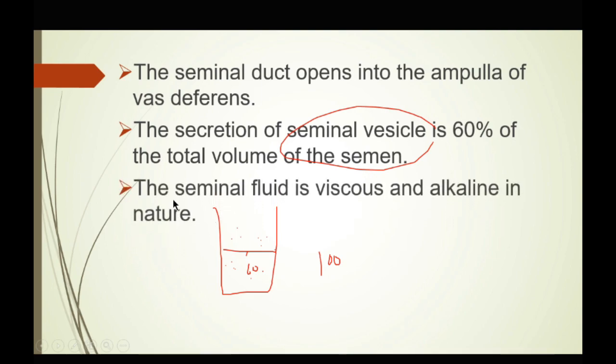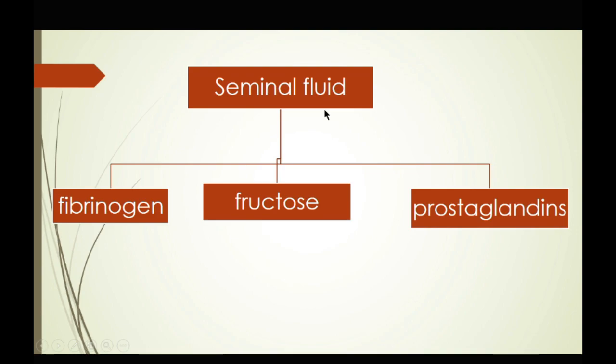The seminal fluid is viscous and alkaline in nature. Viscous means it is somewhat sticky, more viscous than water, and the nature is alkaline. Now we'll see the composition of the seminal fluid. The seminal fluid consists of three main compounds: first is fibrinogen, second is fructose, and third is prostaglandins. So this is the chemical composition.